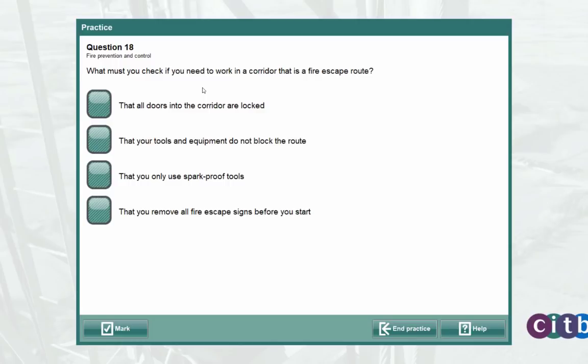What must you check if you need to work in a corridor that is a fire escape route? That all doors into the corridor are locked. That your tools and equipment do not block the route. That you only use spark-proof tools. That you remove all fire escape signs before you start.